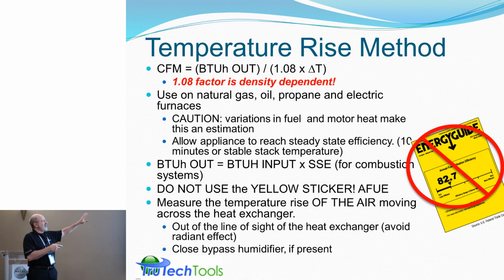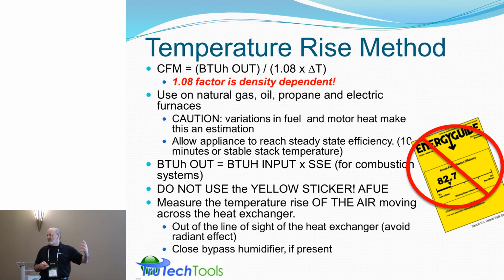You can use this temperature rise method if you have a source of heat, of course, because you're measuring temperature rise. You're backing it out of the sensible heat equation. But you may have variations in fuel and even the motor heat of the distribution air fan. If you don't account for that, that's extra heat that wasn't coming from the fuel, which won't be accounted for in your BTU output, and that's going to throw off your reading. So again, just be aware of what you're building your information on.